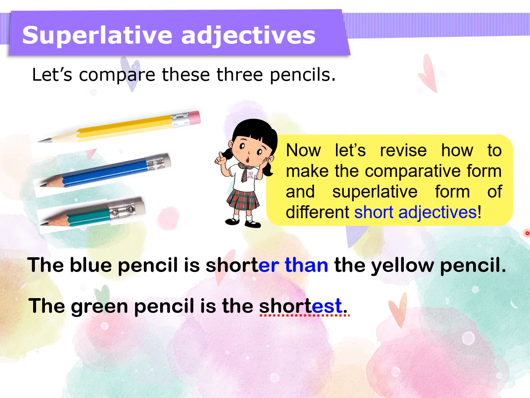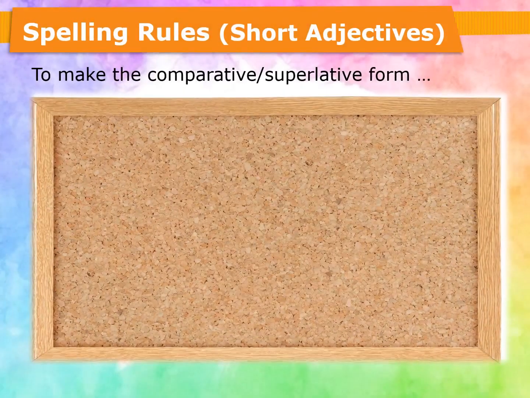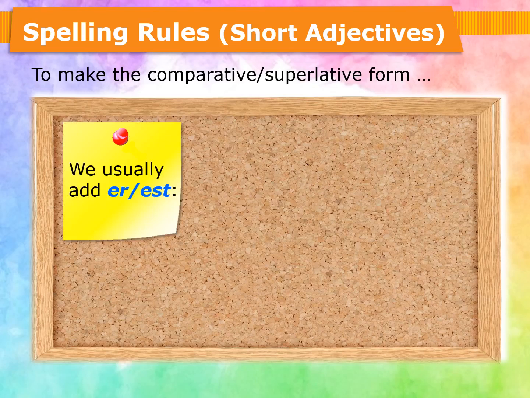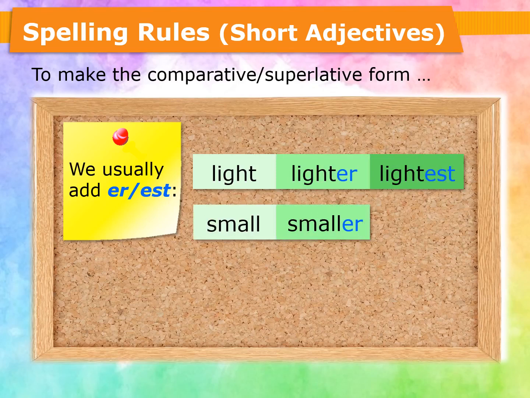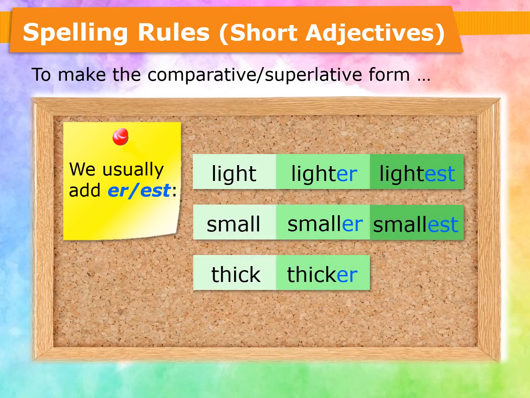Now, let's revise how to make the comparative form and superlative form of different short adjectives. To make the comparative or superlative form of short adjectives, we usually add er or est. For example, light, lighter, lightest. Small, smaller, smallest. Thick, thicker, thickest.